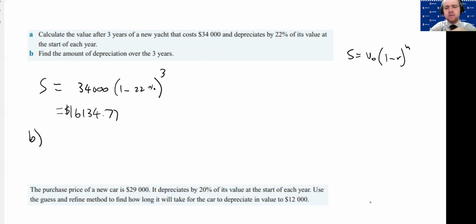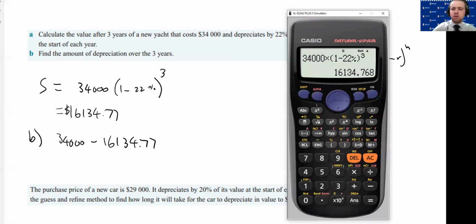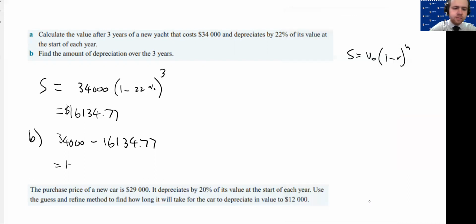Okay, find the amount of depreciation. So it's just going to be the original value minus what its value was, and that will tell us how much money of value the yacht has lost. So 34,000 minus our answer gives us 17865.23. Okie doke. So that's how we do depreciation.